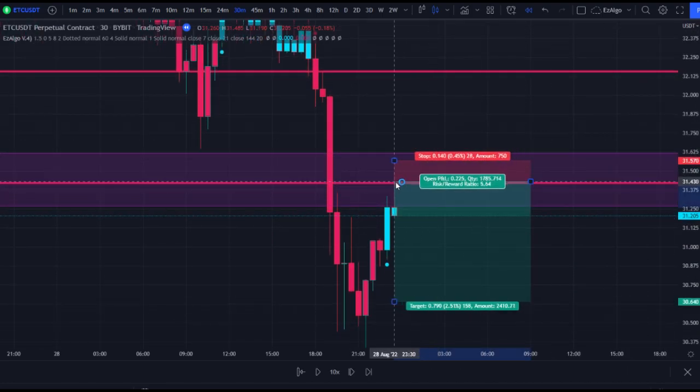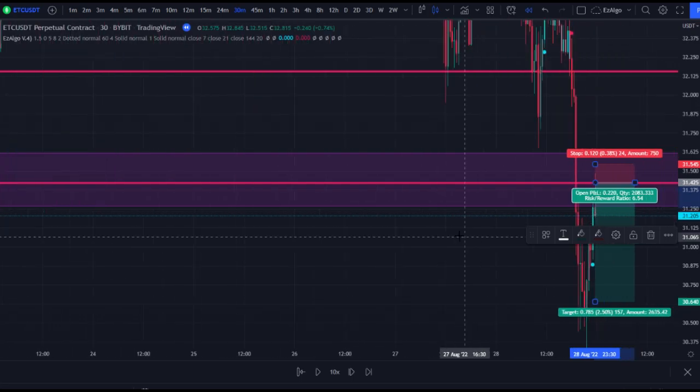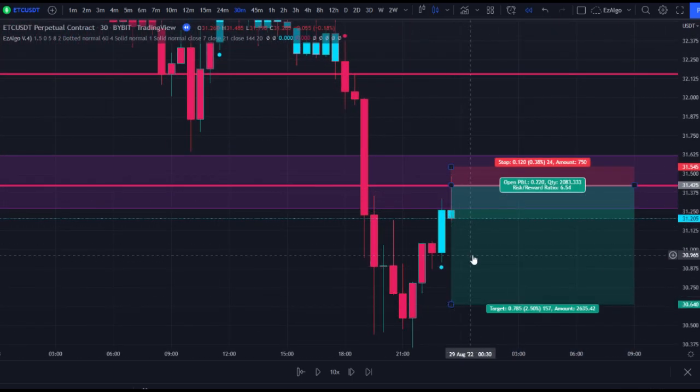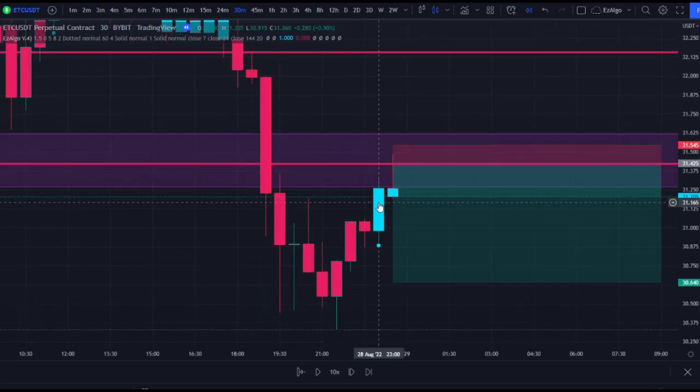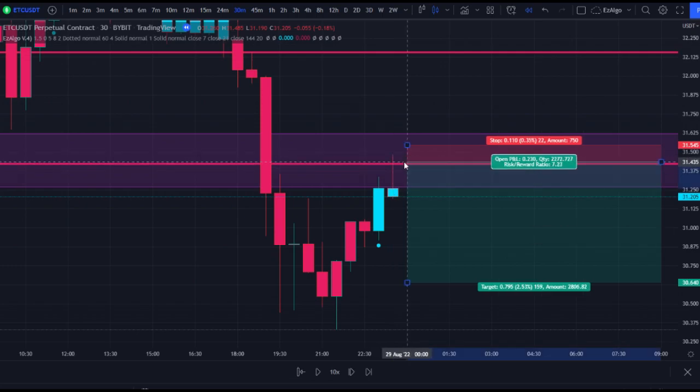This is a swing failure of this EzAlgo level, right? It was support. We broke below, we came back above, and we're going to catch price on the way down, right? So as soon as price breaks through this level and starts retracing, we're going to enter a short position on the retrace. Okay, so we're going to enter right there.